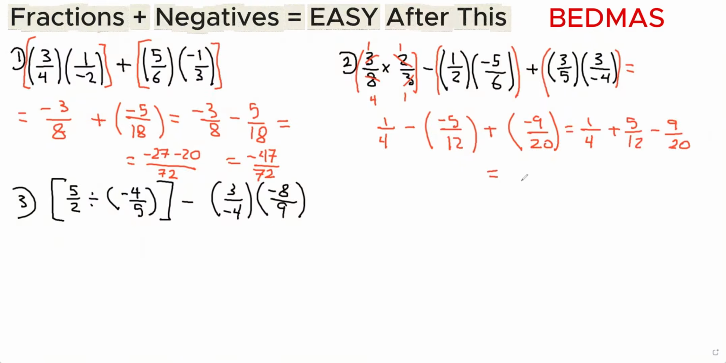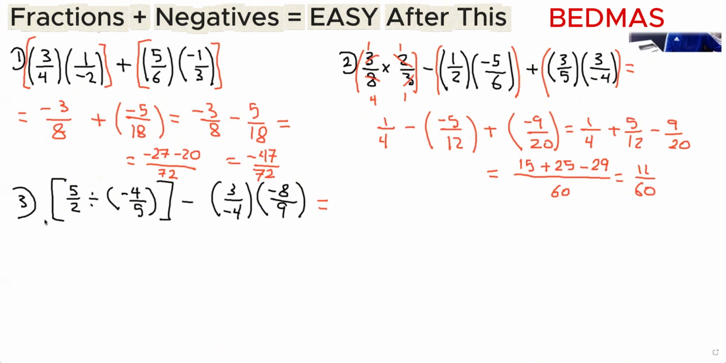which gives me the common denominator here is going to be 60. 60 divided by 4 is 15. 15 times 1 is 15. Plus 60 divided by 12 is 5. 5 times 5 is 25. And then 60 divided by 20, still have the minus there. 60 divided by 20 is 3. 3 times 9 is 27. So that is 15 plus 25 is 40. 40 minus 29 is 11. So the answer is 11 over 60.